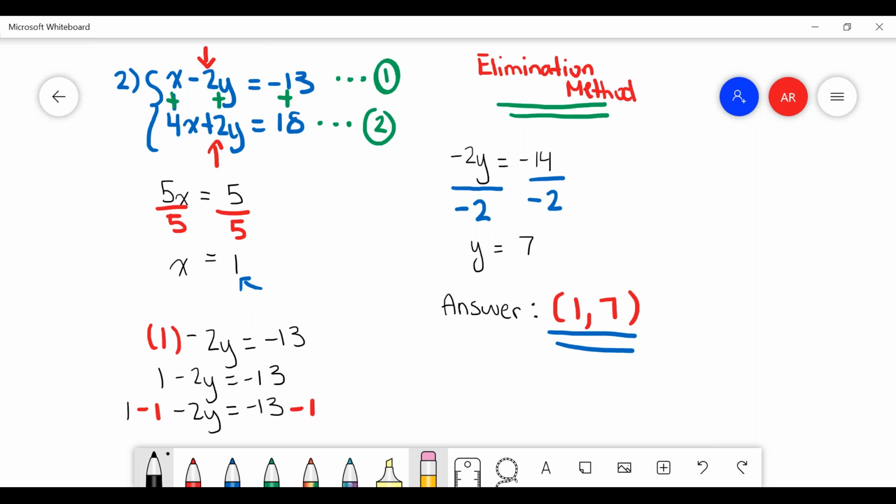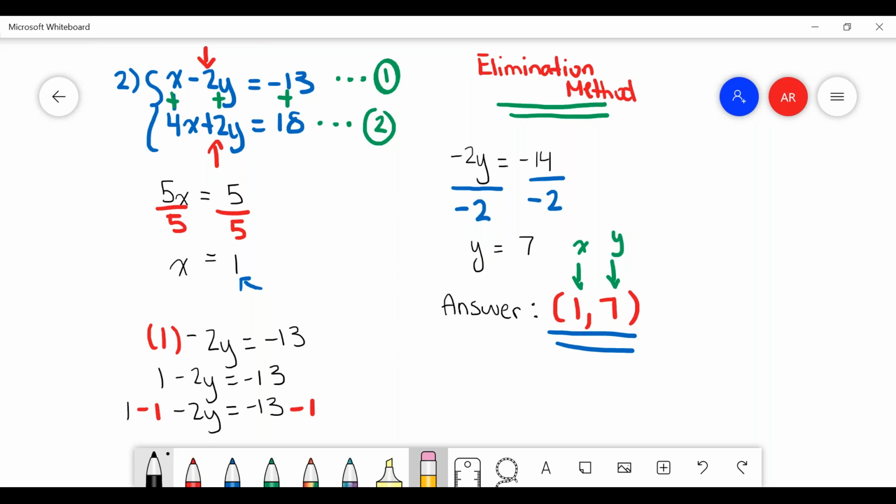So here's our answer, 1, 7. In other words, x is equal to 1 and y is equal to 7. This being the x value, this being the y value. And there we have it. This is our final answer for this question.